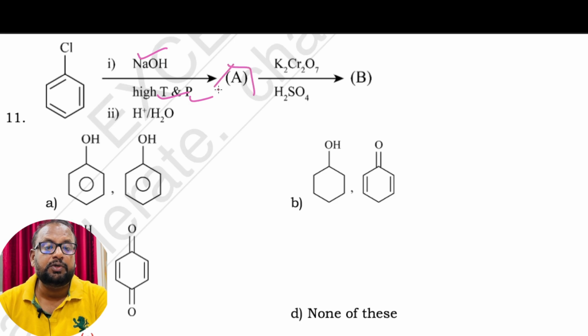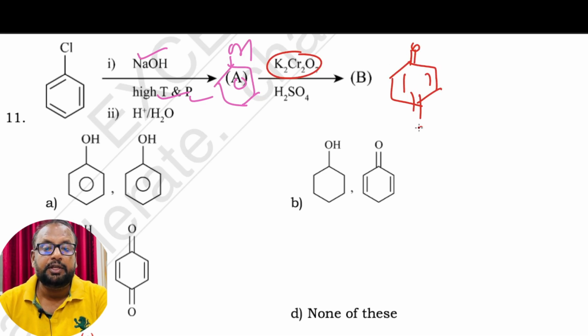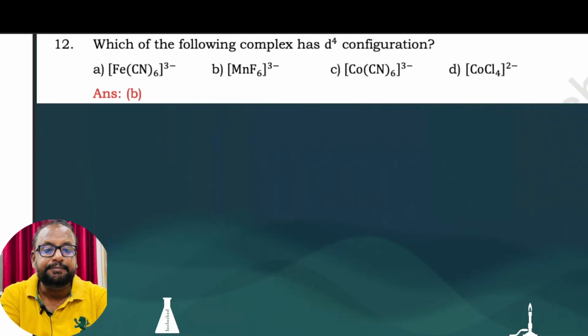Next one, chlorobenzene reacts with NaOH at high temperature and high pressure, which is going to give us phenol. So phenol is obtained here. When phenol is treated with K2Cr2O7, we are going to get the diketone. So the diketone is the final product here. The answer is C.